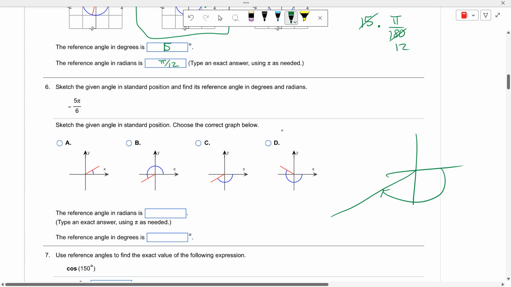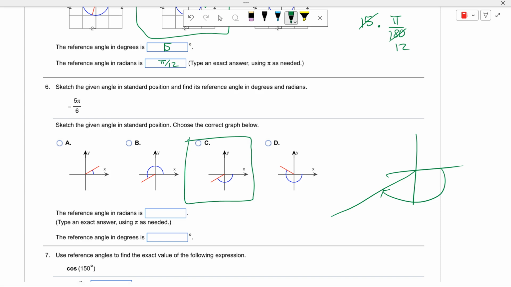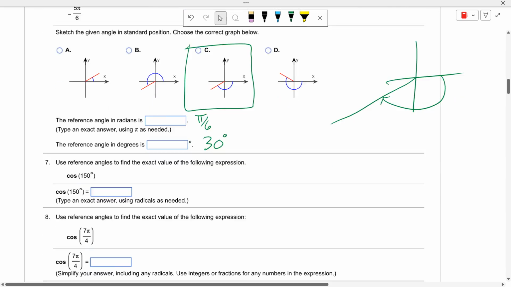Okay? So, which one is it? Is it B or C? C, because we have to go in the right direction to get there. We have to go in the negative direction. So it is choice C. What's your reference angle? Well, I just said we're really close to 6 pi over 6. We're at 5 pi over 6. How far are we away? What's 6 pi over 6 minus 5 pi over 6? Pi over 6. What is pi over 6 in terms of degrees? 30 degrees. Okay? All right.